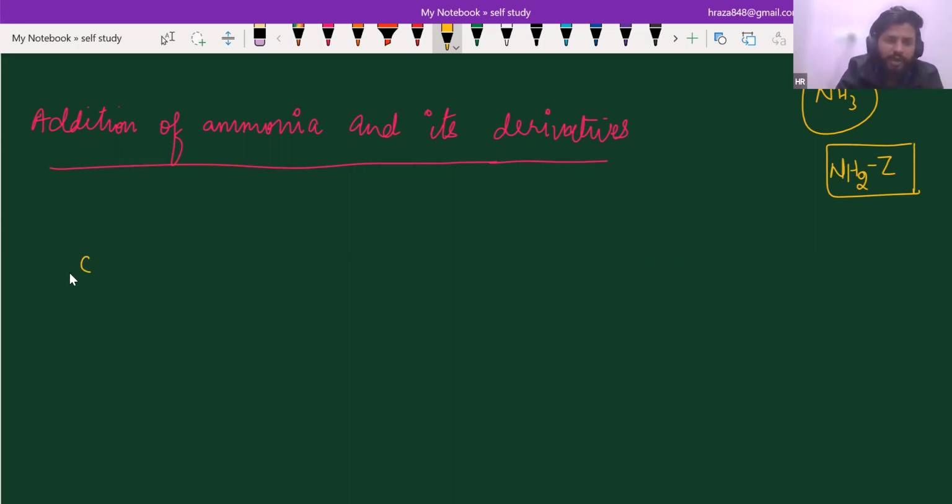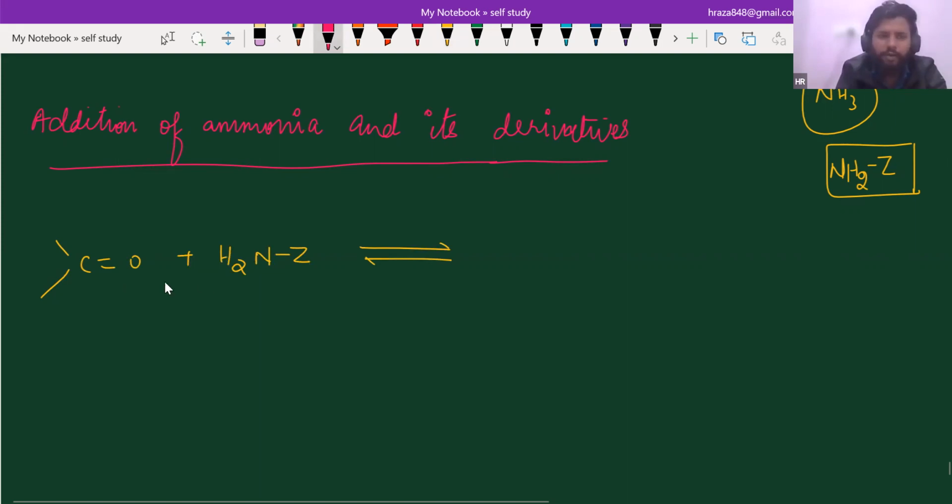So see how the reaction takes place. It's very easy to understand. This is your carbonyl compound, whether it can be aldehyde or ketone. So we are going to react this with H2N-Z. Again, the reaction is very easy. You just need to remove the water.